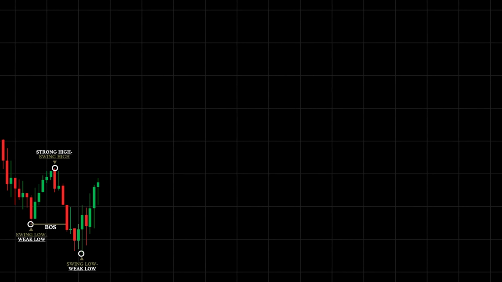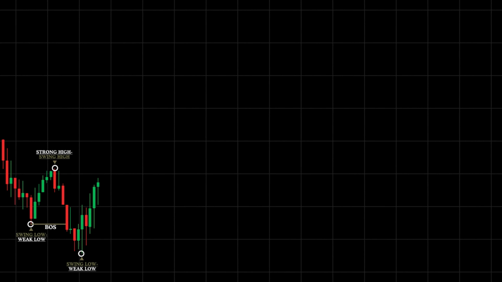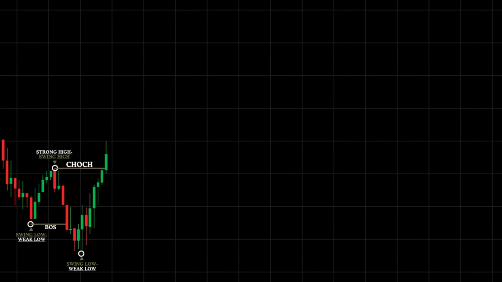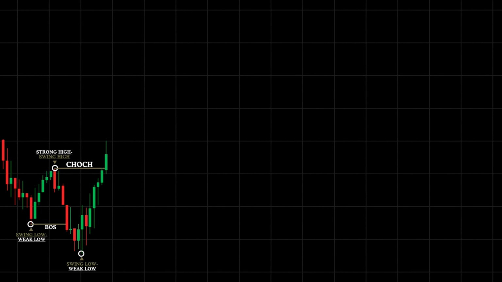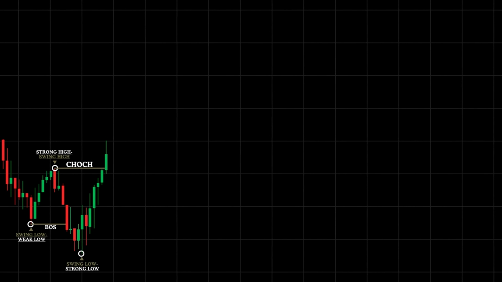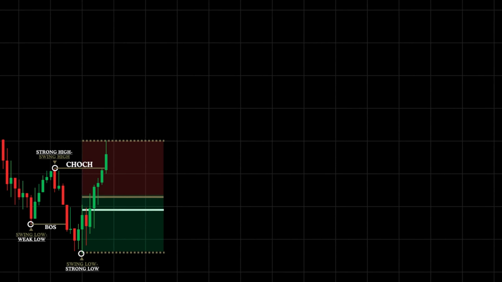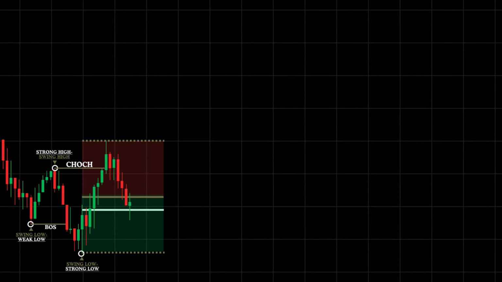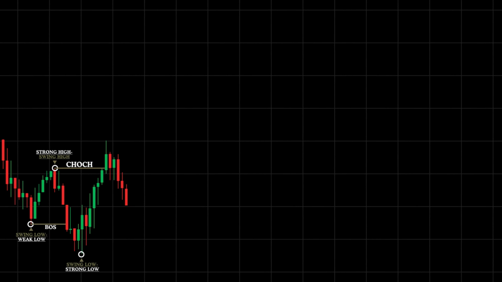But here's where something changes. Instead of continuing down, price breaks above the previous strong high. That's a change of character. Because of that break, the weak low now becomes a strong low, and the trend flips from bearish to bullish. After the change of character, price pulls back again. Use your Fibonacci tool from the new strong low to the new high. Price retraces to the 38.2%, confirming another valid pullback.